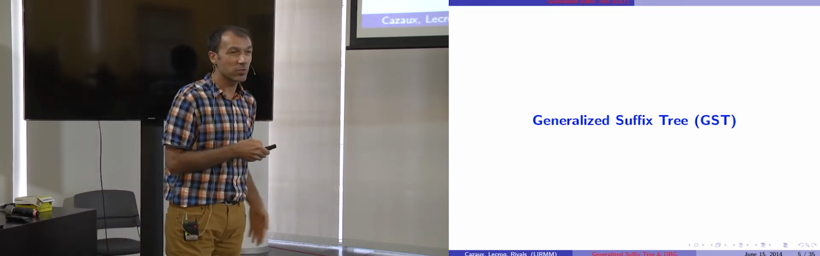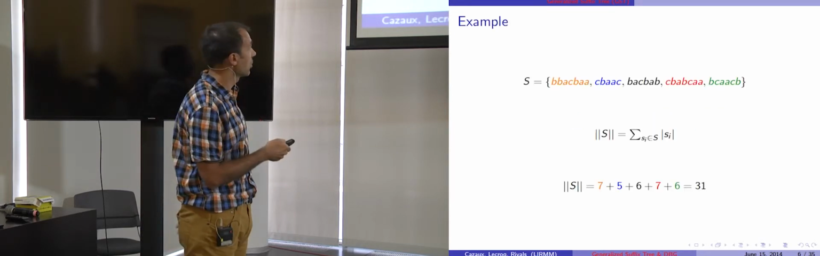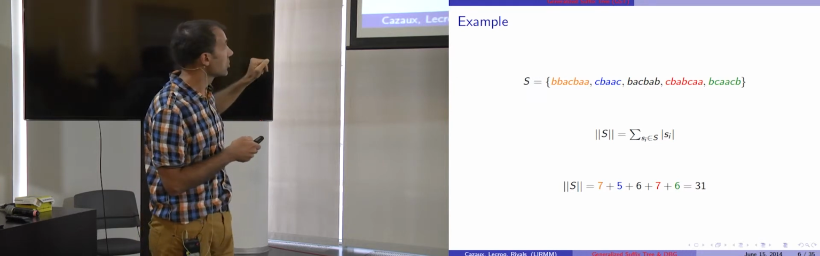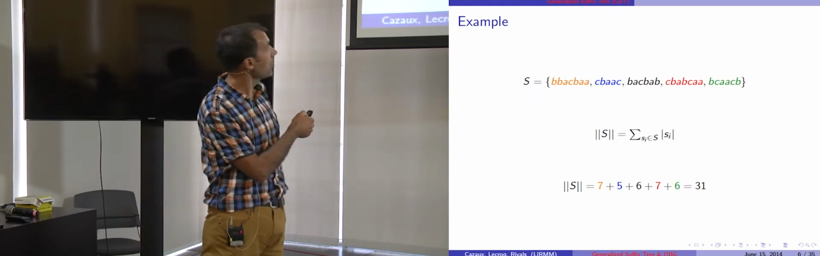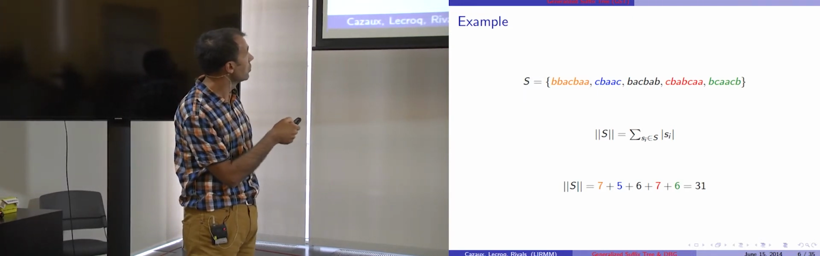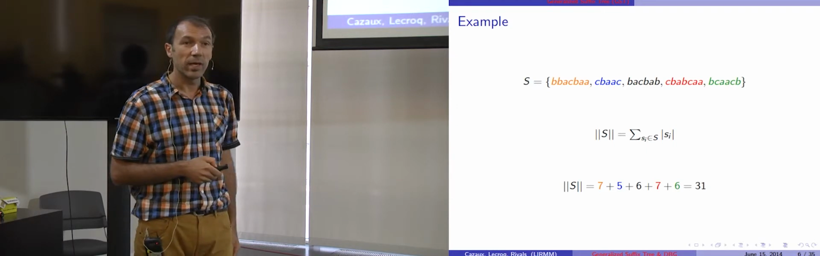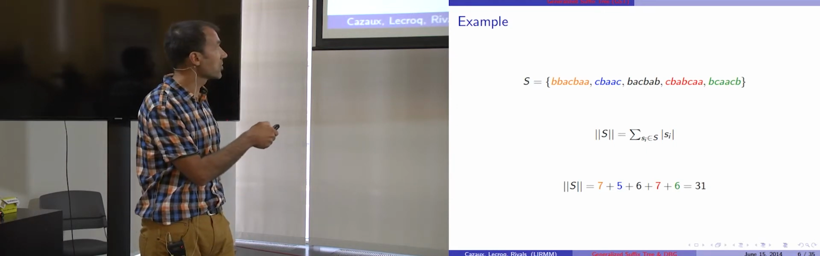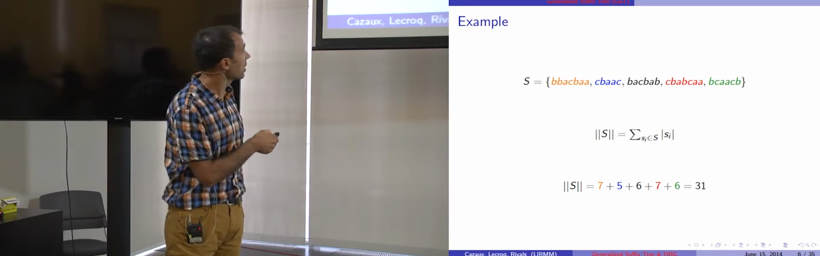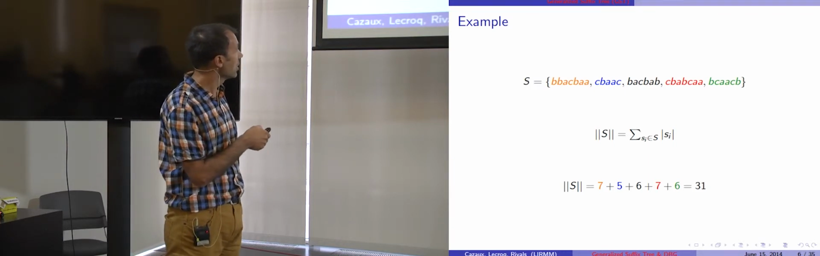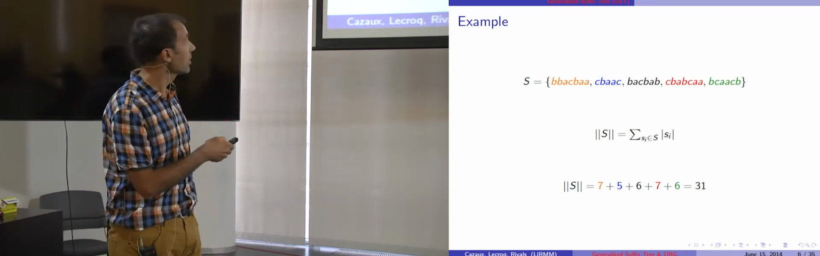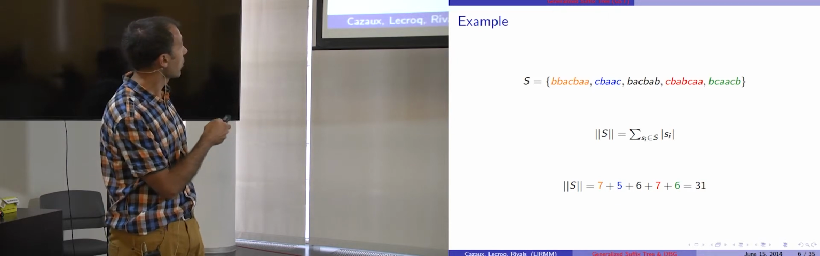Here we will consider a suffix tree for a set of words and not a single word. I will have a running example throughout the talk, which is this one, and we will use one color for each different word: orange, blue, black, red, and green. The size of the input is the sum of the sizes of the input strings, and this is denoted like this. So here, for this input, the input size is 31 because it's 7 plus 5, and so on. I will keep to this example.